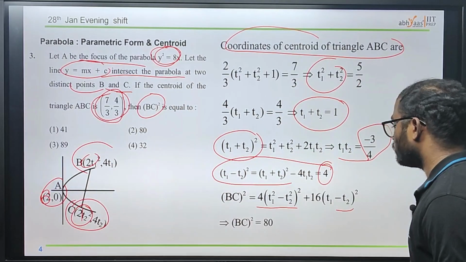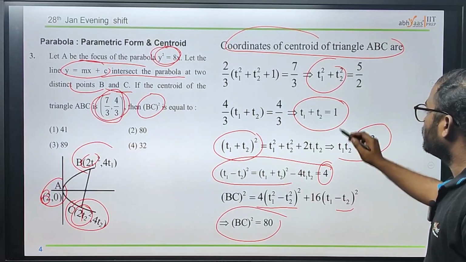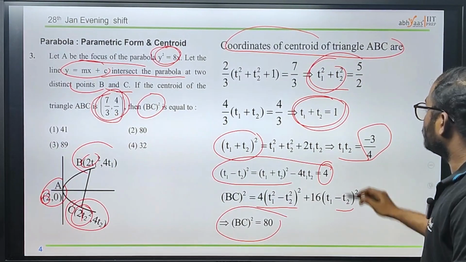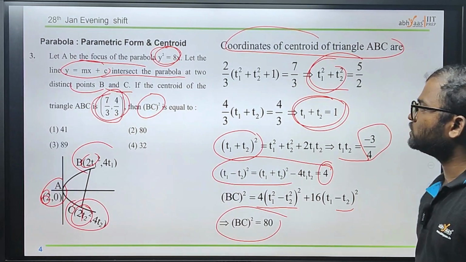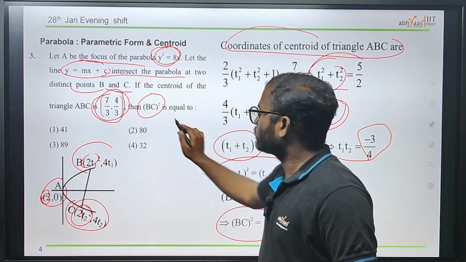I hope you understood what I'm saying. Now ultimately we got the 80. Only we need to find this. Already we got T1 plus T2, and here itself we got T1 square plus T2 square. We are just using the two equations. I hope you understood. That will be 80, our answer.